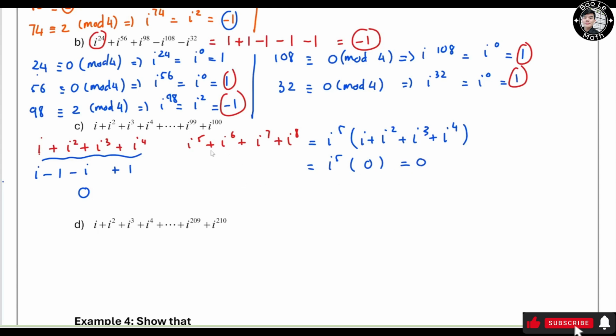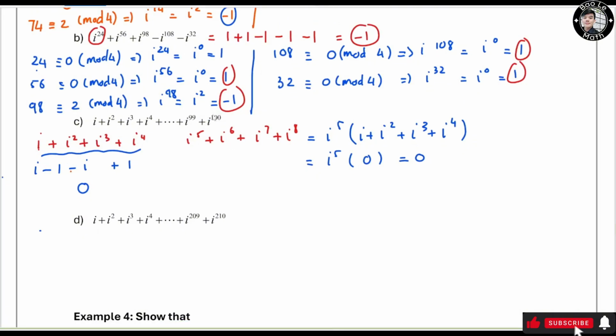So the cycle repeats every 4 terms, right? So observe that the sum of every 4 terms is 0, right? Now we have i to the 100. So we're going to take 100 divided by 4. It's going to be 25 full cycles, right? But each cycle has the value 0, right? So we have 25 times 0, which is going to be 0, right?